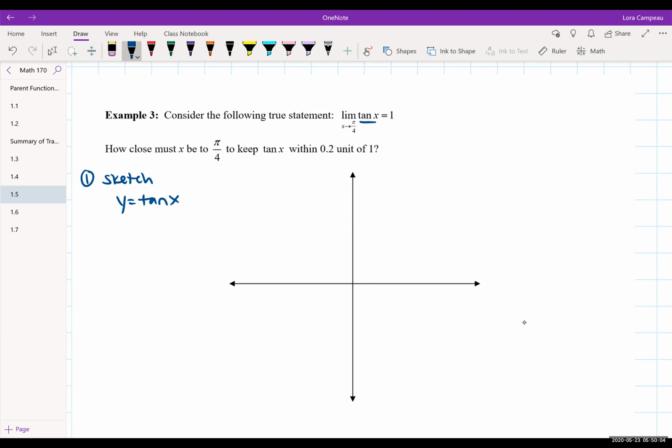Reason being, the way I'm reading the question is they're trying to say if the limit of tangent of x as x approaches pi over 4 is equal to 1, how close must x be to pi over 4 to keep tangent x within 0.2 units of 1? It looks like we're going to be dealing with the function around pi over 4, or x equals pi over 4. So I have a feeling that I can look at the two asymptotes, negative pi over 2 and pi over 2. So that's going to be one period of our tangent function.